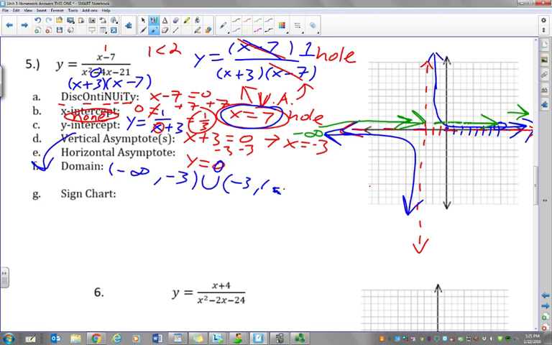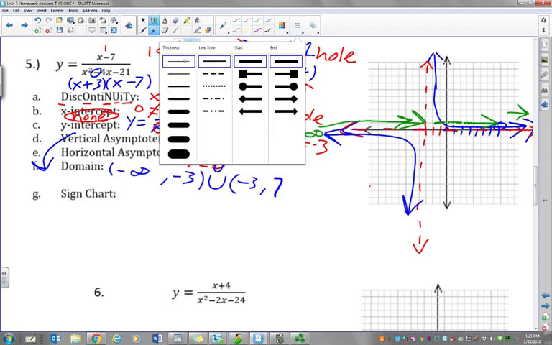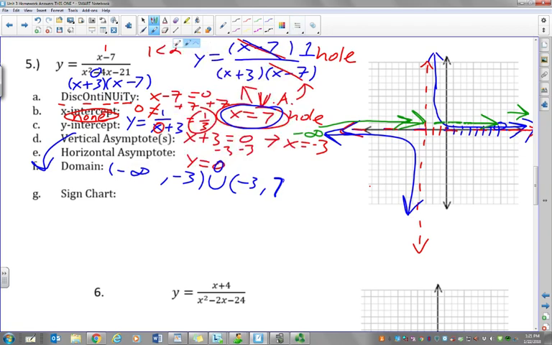Ooh, erase, you little eraser. Why is it erasing? Ooh, it's not erasing. There we go. Okay, there we go. So negative 3 to 7. Whoa, that's a thick pen. Okay, so we have, that's it, 7. There you go. Okay, negative 3 to 7, in union with 7 to the right forever to positive infinity.